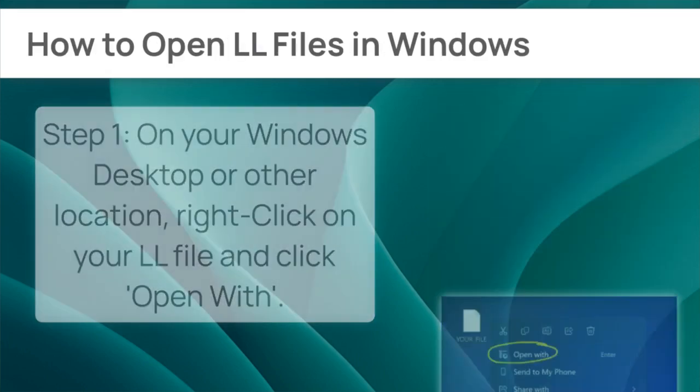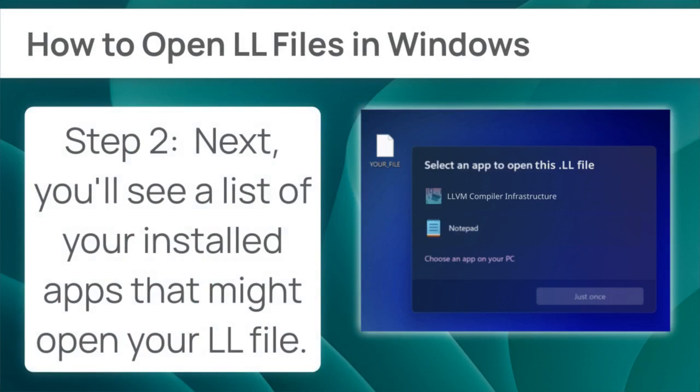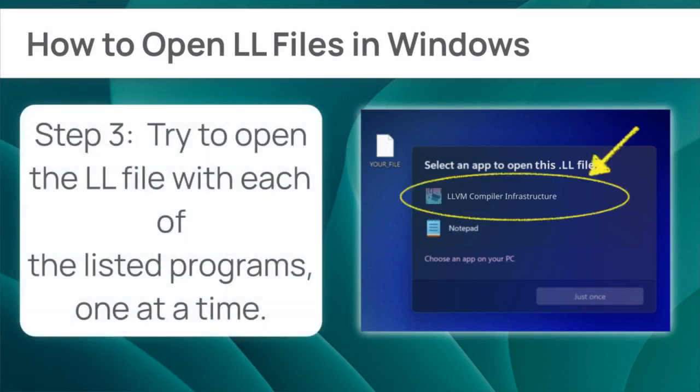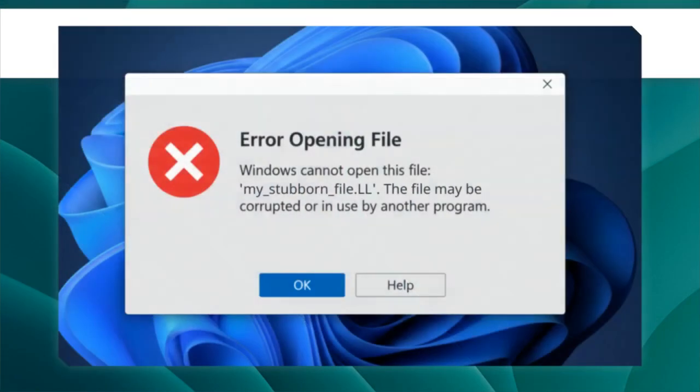Right-click your LL file, then click Open With. Prioritize LLVM compiler infrastructure if you see it. If not, test the next program. Sometimes it's a hidden application that works. If your LL file is not opening yet, that is normal.